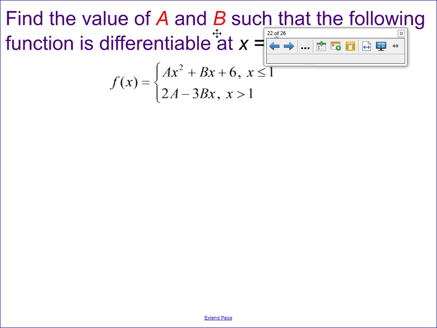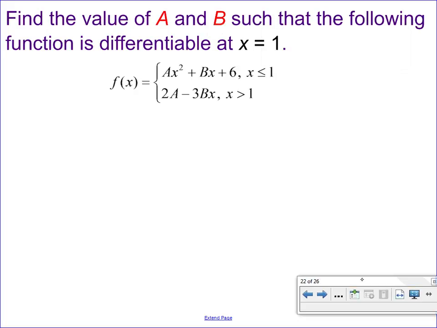All right, so what other things can be thrown your way? Well, oftentimes you'll be asked to determine values of different parameters that ensure either continuity and/or differentiability. So let's lump it all into one. Since we know that a requirement of differentiability is continuity, let's go ahead and find the value of a and b such that the following function is differentiable at x equals 1. That will force us to determine continuity. If we don't have continuity, then automatically we're not differentiable.